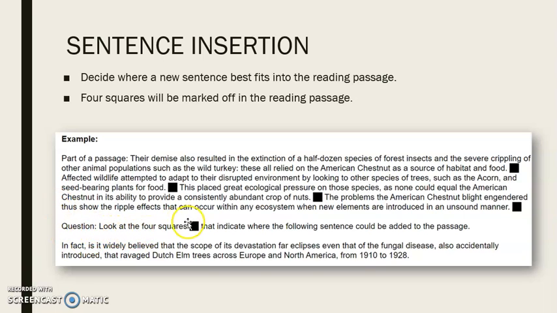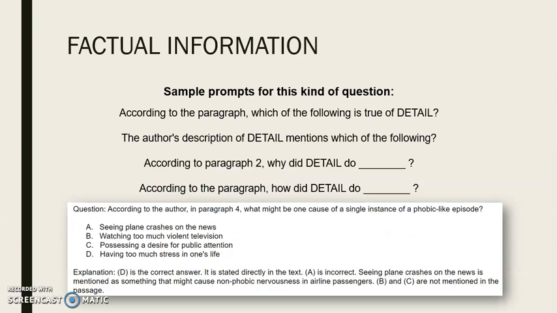So the question is, look at the 4 squares that indicate where the following sentence could be added to the passage. We got factual information, and we got different sample prompts for this kind of question. According to the paragraph, which of the following is true of detail? The author's description of detail mentions which of the following? According to paragraph number 2, why did detail do, etc.? And according to the paragraph, how did detail do, etc.?